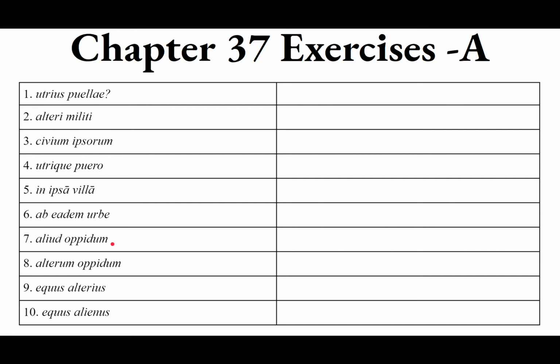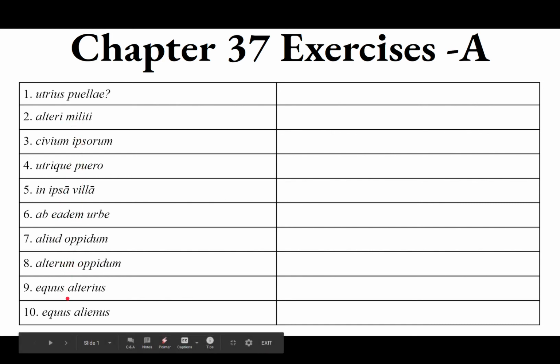So it's another town, not the other town. There's two towns, and we're talking about the other one. There's aliud oppidum, another town, more than two. As opposed to number 8, alterum oppidum, alter, altera, alterum, the other town. There are two towns in total, and we're talking about alterum, the other town. We could also say the second town. This is very similar to number 2.